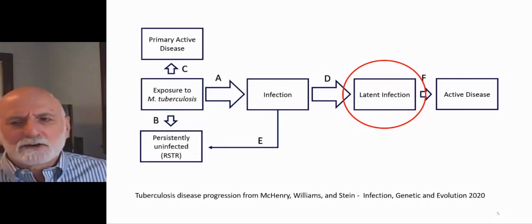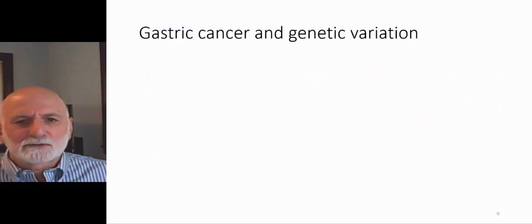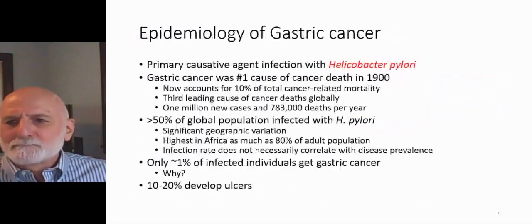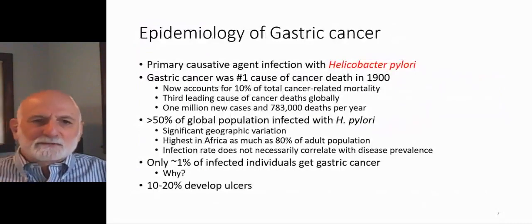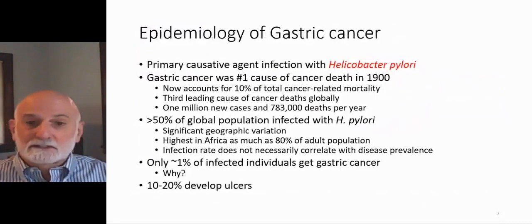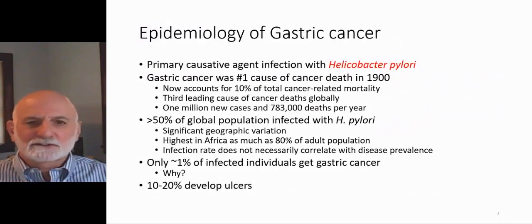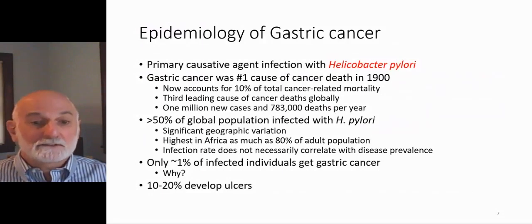A similar scenario comes up with exposure to Helicobacter pylori and gastric cancer. Just to give you a summary, Helicobacter pylori is the primary causative agent of gastric cancer. In 1900, it was the number one cause globally of cancer death. It now currently accounts for about 10% of total cancer mortality worldwide. It's the third leading cause of cancer deaths globally. There are about 1 million new cases per year, and just over 750,000 deaths.